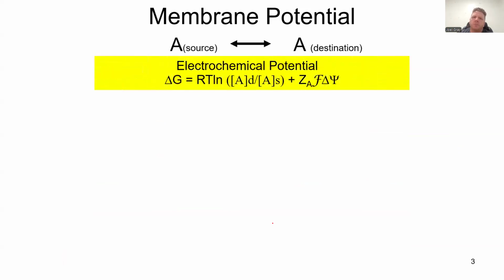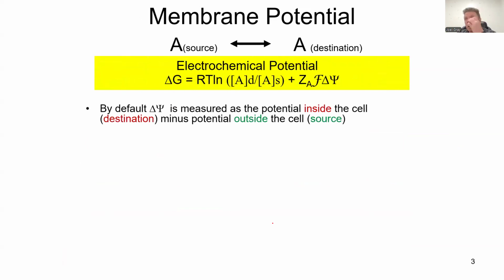Now, membrane potential, we use that to answer questions related to this and do these sorts of calculations. We say by default delta psi is measured as the potential inside the cell minus the potential outside the cell. There's a convention, a standard. This is the default. Delta psi is inside versus out, so destination minus source.